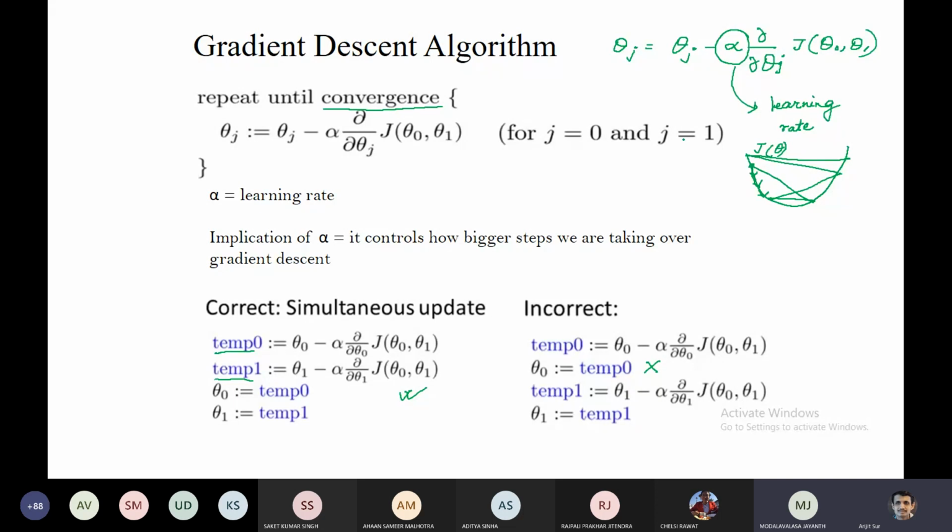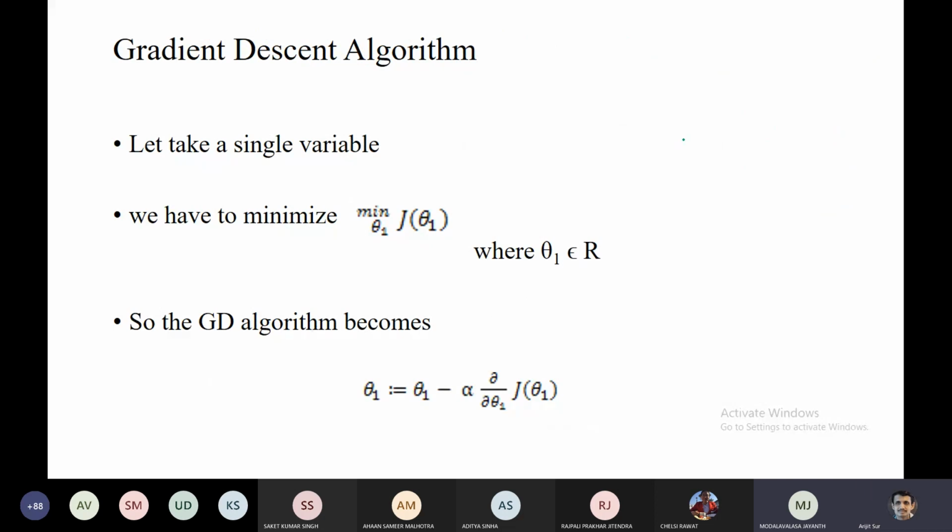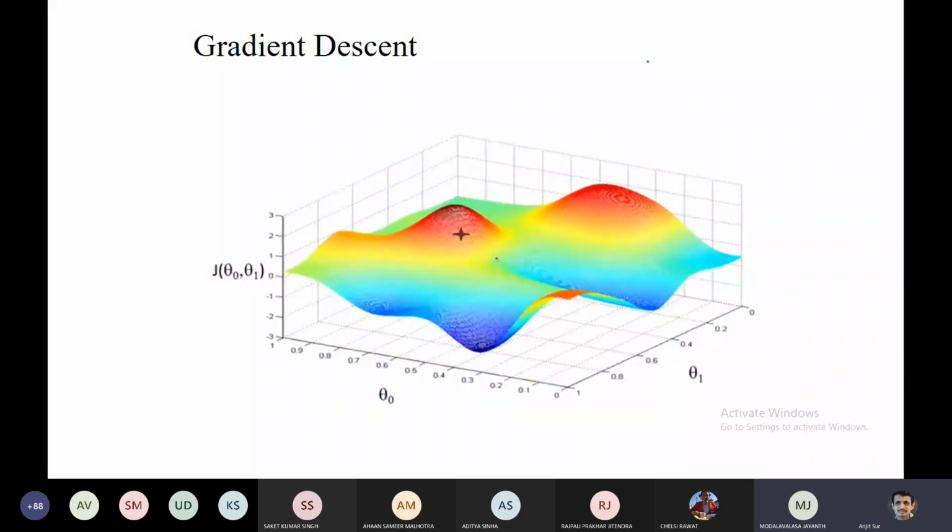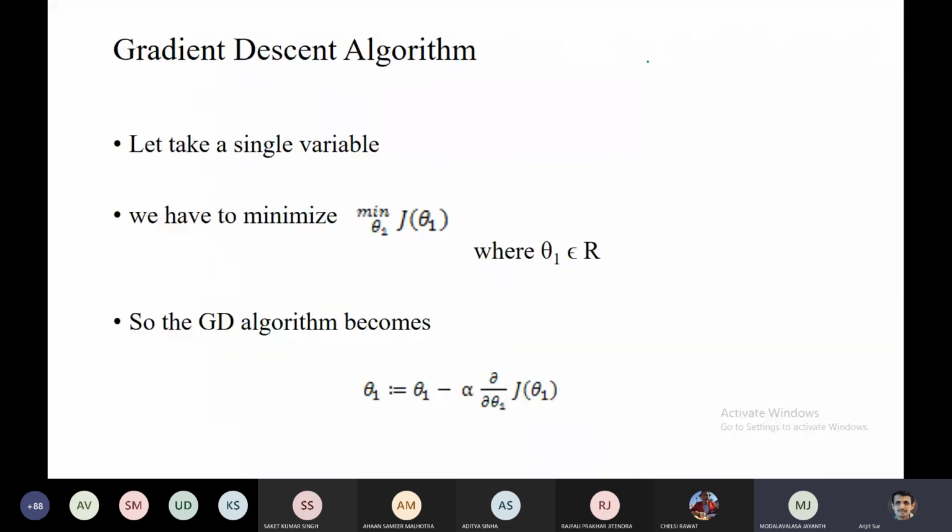Now we try to find out how it makes sense, why this is so, the mathematical implications of this algorithm. Let's take a single variable. Initially the error surface is a plane, so it's two-dimensional. For the sake of your understanding, I will say that J of theta 1 is a single-dimensional error surface. So we have to minimize J of theta 1.